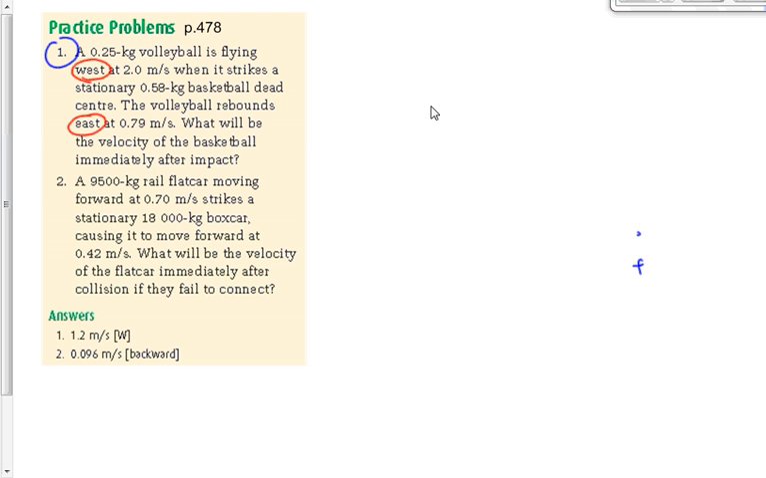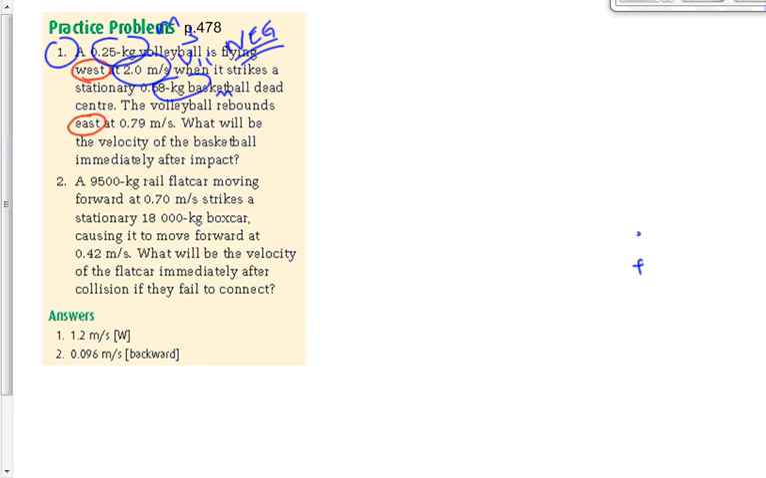All right, let's write down some givens now. Okay, this is going to be M1, the mass of the volleyball, and we're going to say that the initial velocity of the volleyball, V1I, is 2 meters per second to the west. Let's write in the word negative here, just as another reminder. In the end, it doesn't hurt to have extra reminders here. Okay, I already circled it once. Hey, that might be enough. But if I write the word in again, I'm even less likely to forget to put the negative in there. Strikes a stationary 0.58 kilogram basketball.